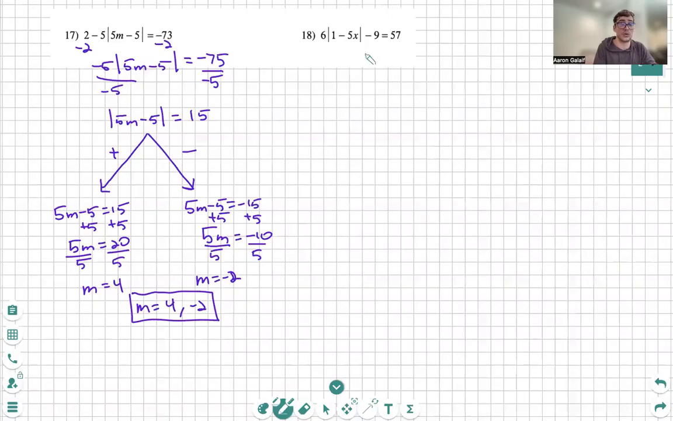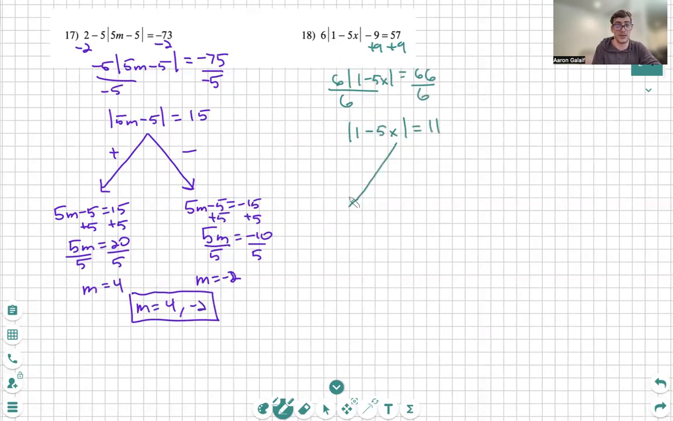First thing I need to do is get my absolute value by itself. It is not. So what we need to do is add the 9 first. 6 times the absolute value of 1 minus 5x is equal to 66. Divide by 6 to both sides. We have now my absolute value completely by itself.